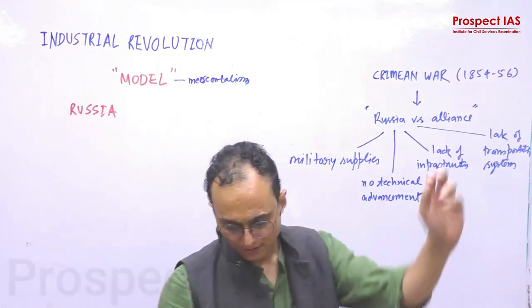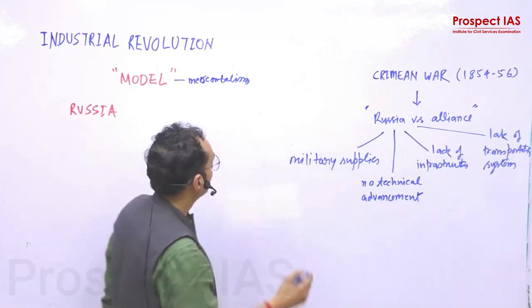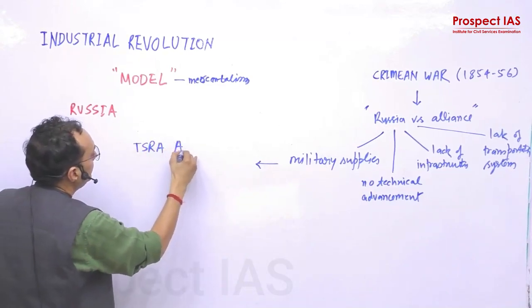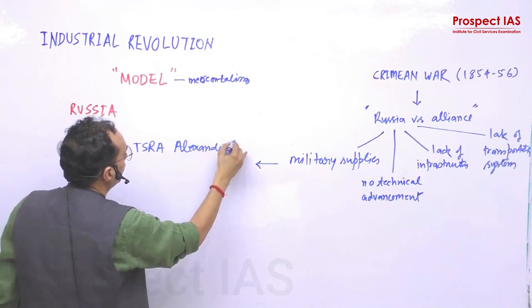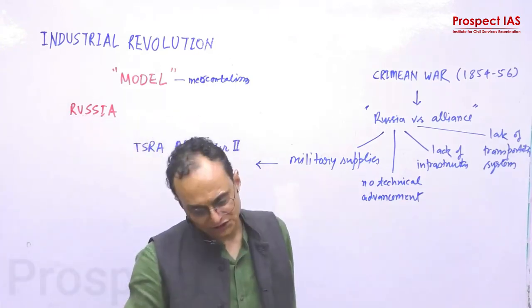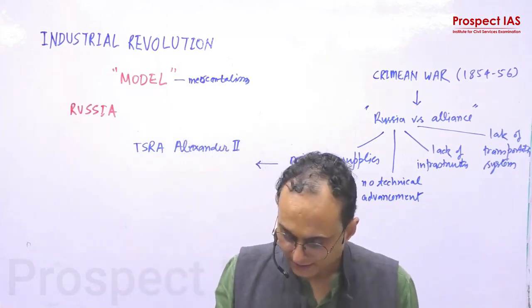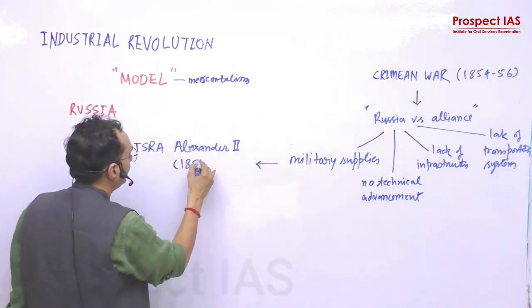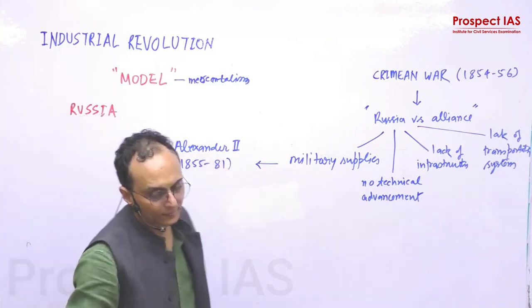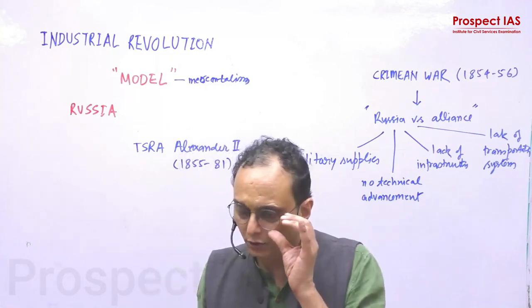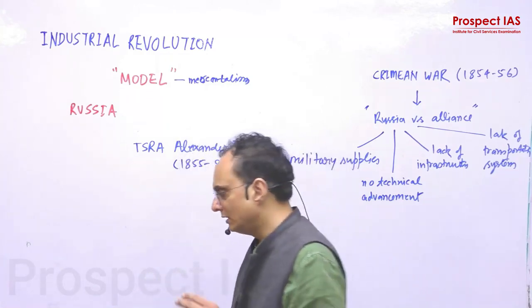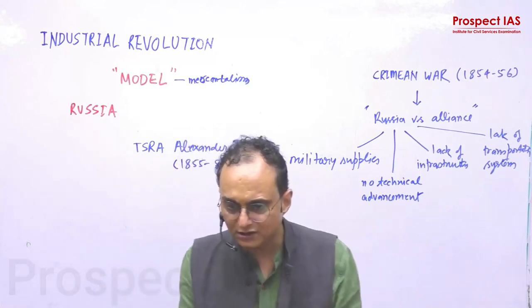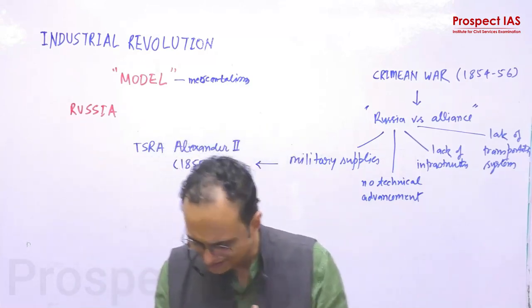Now, because of this defeat, Tsar Alexander II initiated some reforms. He ruled from 1855 to 1881. He was the person who took great interest in the available Western, English and other technologies and tried to create conditions where the industrial revolution could take place, just to boost it.